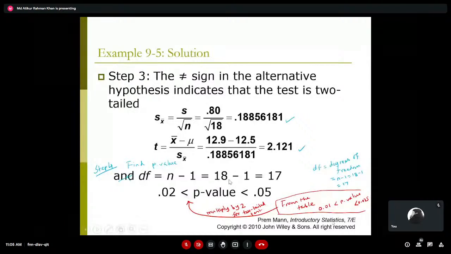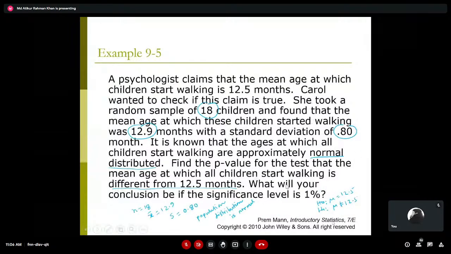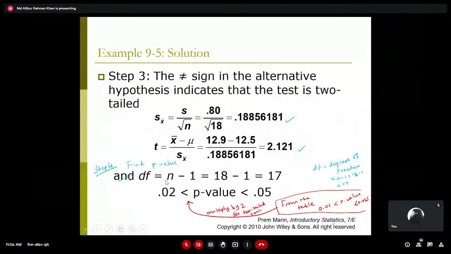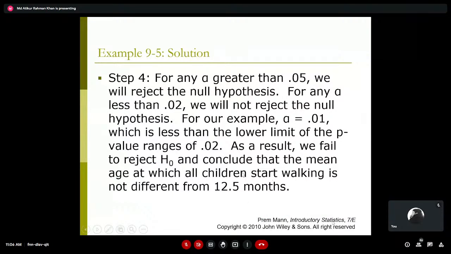Now what happens if alpha equal to 0.10? If alpha equal to 0.1, then the p-value would be less than alpha. Either the lower bound or upper bound, both will be less than alpha. So we can then reject. But in our case, alpha equal to 0.01. That is less than even the lower bound of the p-value range. So we cannot reject the null hypothesis and write the conclusion in that way.